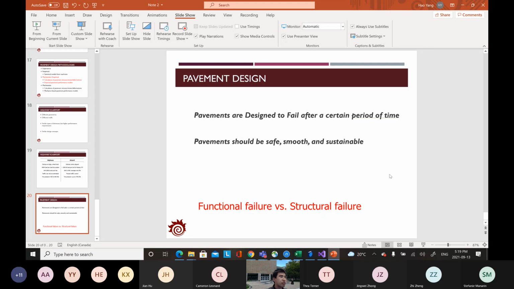For the tutorial session, we will offer both in-person and online sessions, and they are synchronized. So you are actually taking the same session. For the first tutorial session, which will be offered this Wednesday, we will learn the definitions of different distresses applied to flexible and rigid pavements.